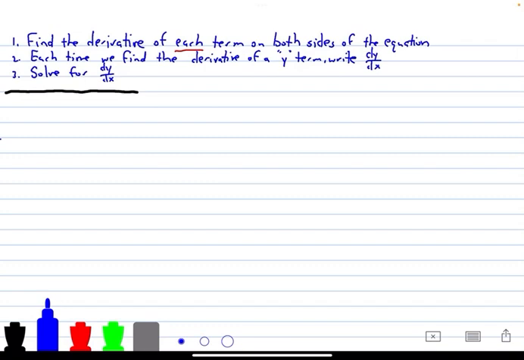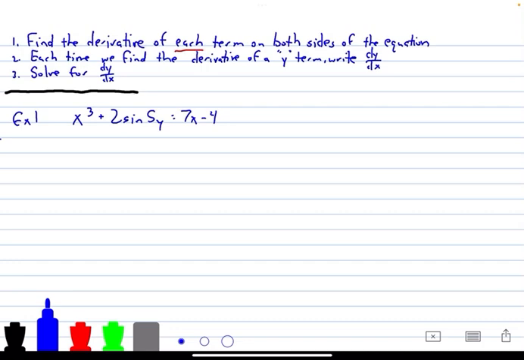Let's look at example 1. Let's just say x cubed plus 2 sine 5y is equal to 7x minus 4. Okay, so the first thing we want to do, we want to find the derivative of each term on both sides.